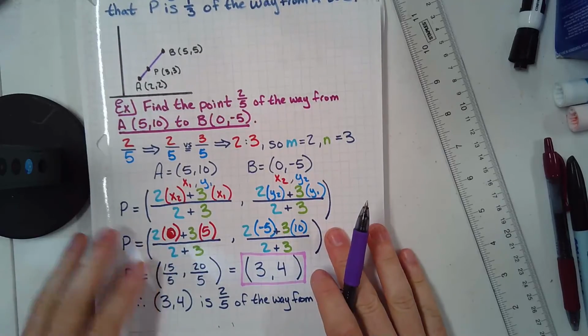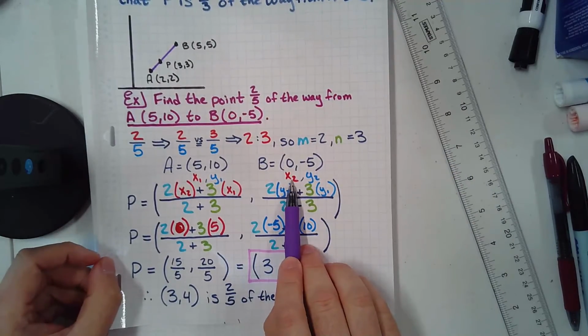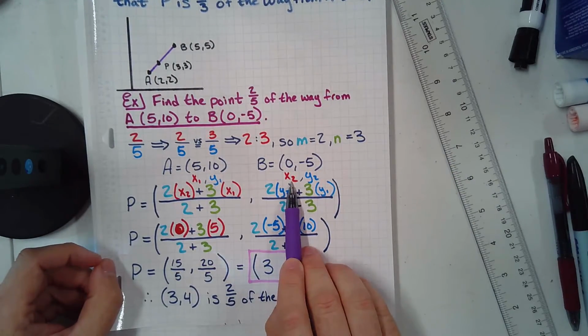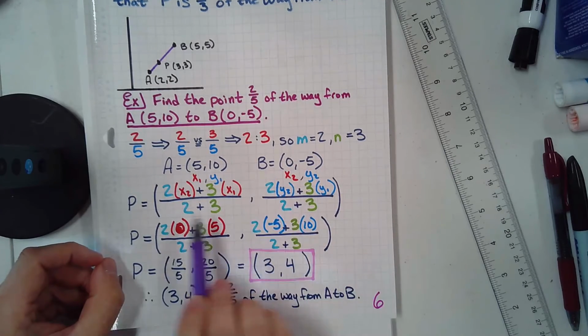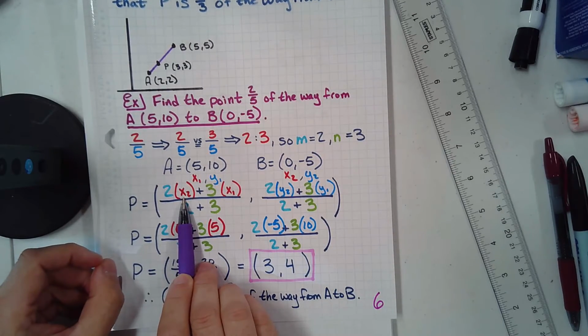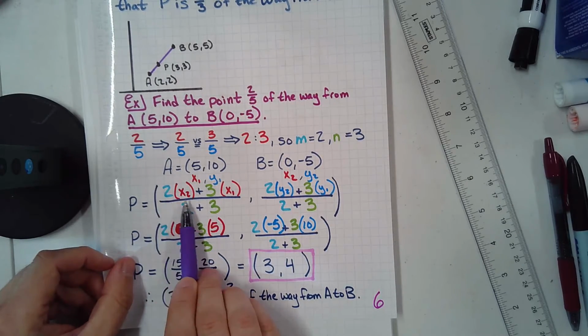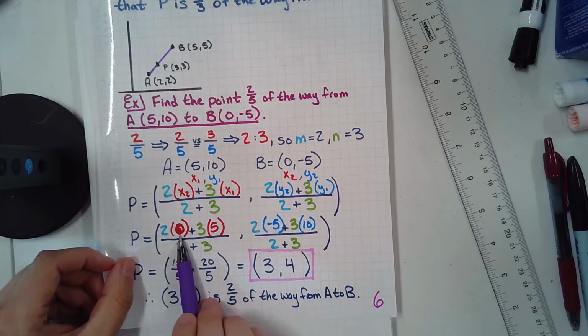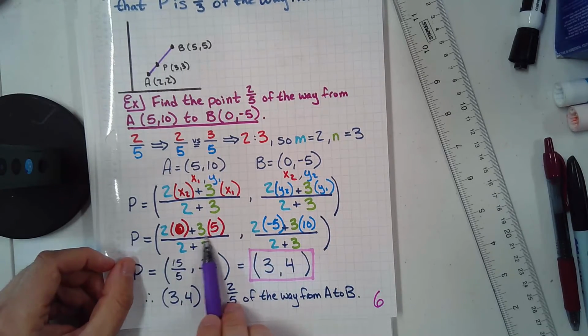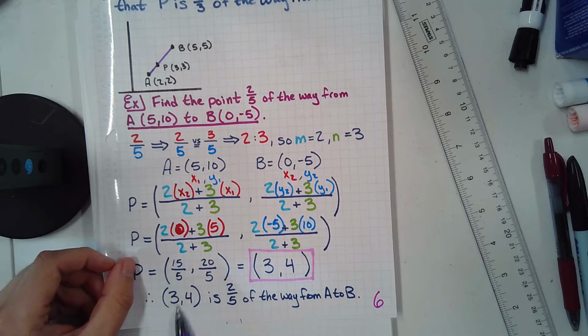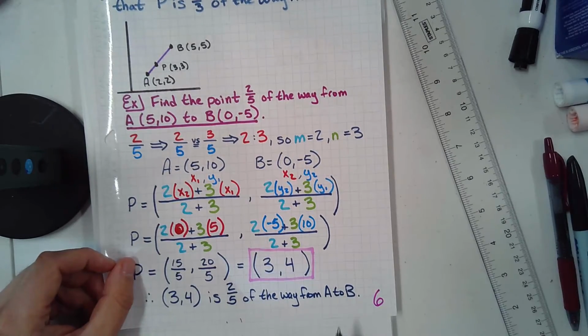So when we do that, x2 has to be B. That's the further point, okay? So x2 comes first, like it always does in all of our equations, okay? And m comes first because alphabet, right? So 2 and x2 come first, that's B. So 2 and 0 is 0. 3 and 5 is 15. So we get 15 over 5. Oh, nice number. And over here we get 20 over 5, which is 4. Again, a nice number. So that's the point that's 2/5 of the way from A to B, and it'll be closer to A than it will be to B.